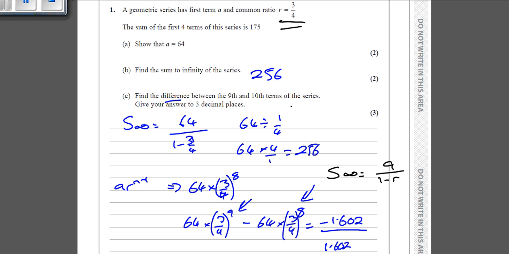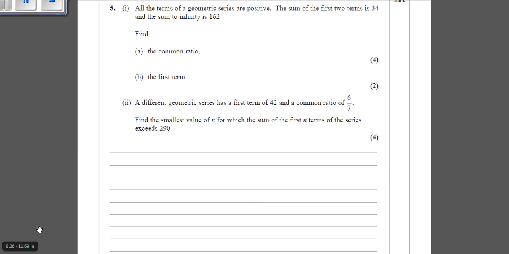So that was the 2016 one. 2015 paper. All the terms of a geometric series are positive. So that, if we read the question, that's probably going to come back to us. And the sum of the first two terms is 34, and the sum to infinity is 162. Find the common ratio, find the first term.